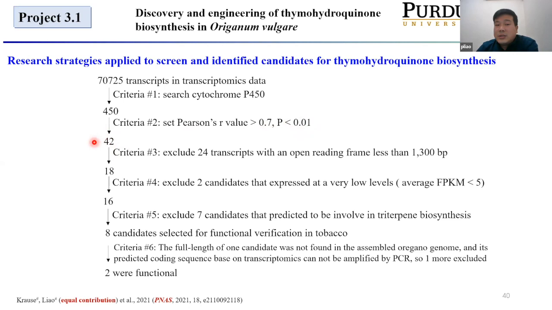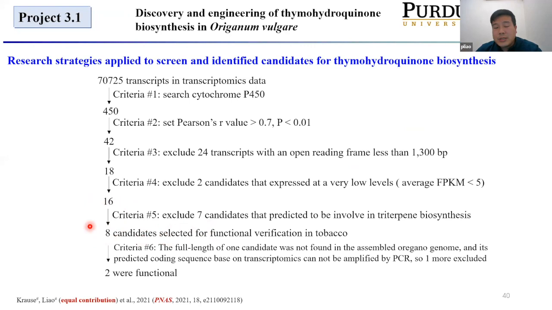Our third criterion is that, because we know that usually the average size of P450 is 1.5 kb, we exclude the 24 transcripts with ORF less than 1300 bp. After that we also exclude two candidates that are expressed at a very low level, for example, average FPKM lower than 5. This gave us 16 remaining. Next, we exclude the 7 candidates that are predicted to be involved in triterpenoid biosynthesis, because now we are looking for a gene involved in monoterpene biosynthesis. So this leaves us 8 candidates.